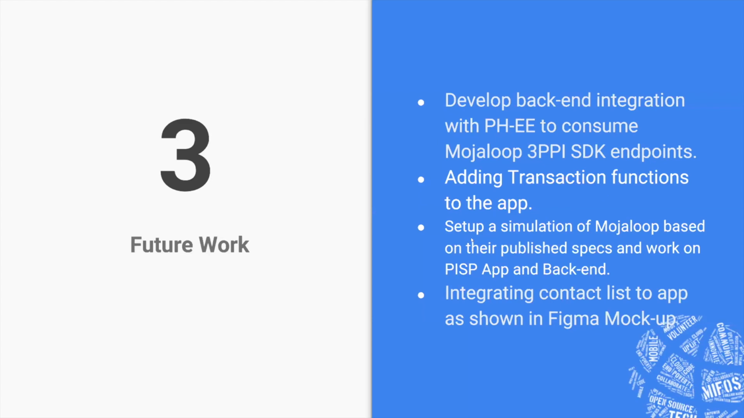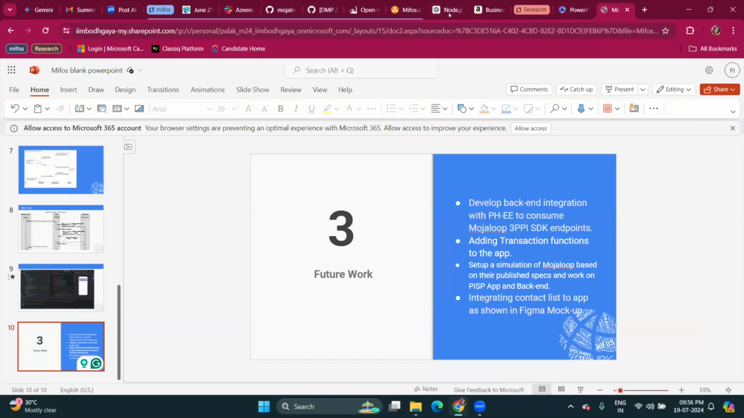As my mentor suggested, the alternate Mojaloop installation is working, but the Mojaloop vNext version does not have that PSP, and our objective is not actually to modify or change the actual Mojaloop. So we are thinking of setting up a simulation of Mojaloop based on their published specifications and doing our work on the PISP app and backend through that. More progress is being made with the PISP app.